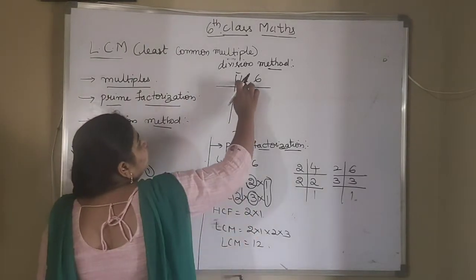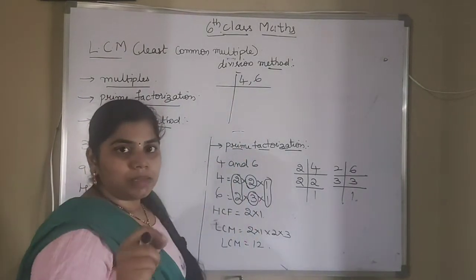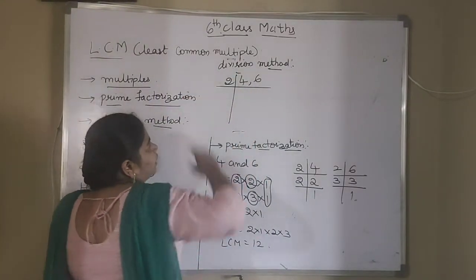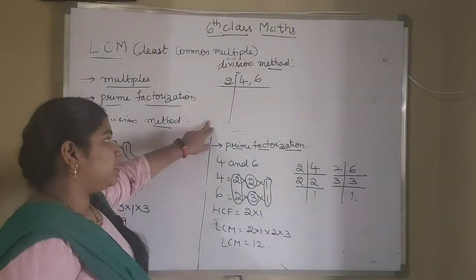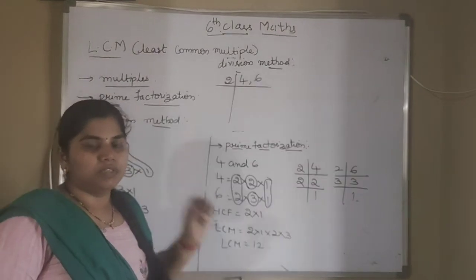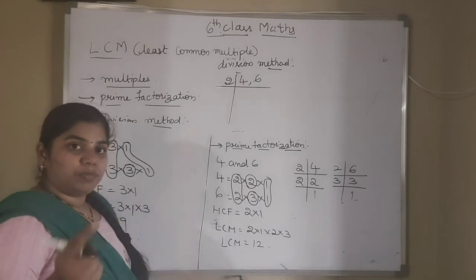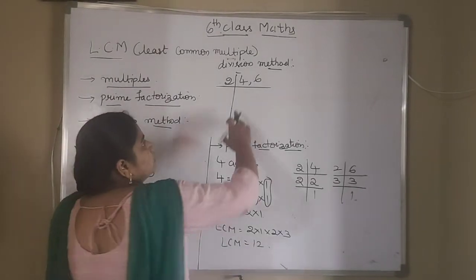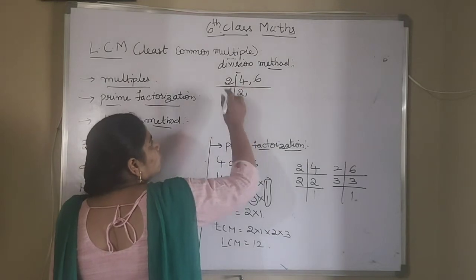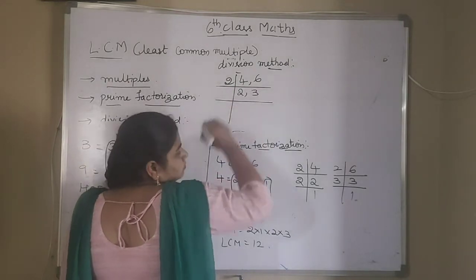So, in this 4 and 6, what is a common multiple? In which table will it go? It will go in 2 table, so we have to take 2. In division method, no need of using only prime numbers. You can use the composite numbers also. But it should be a common multiple. Okay? So, 4 and 6 will go in 2 table. So, 2 2s are 4, 2 3s are 6.